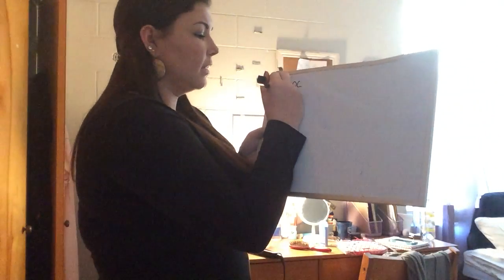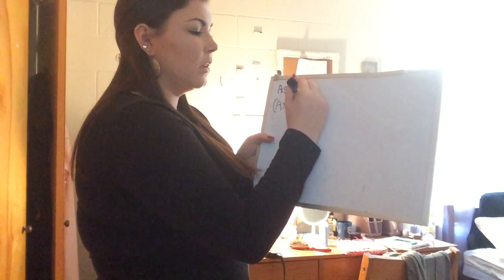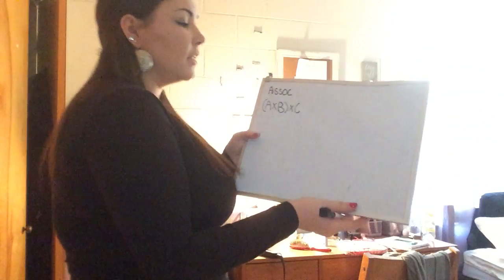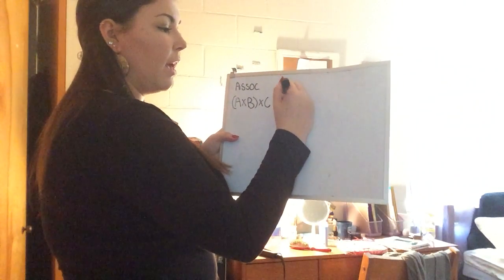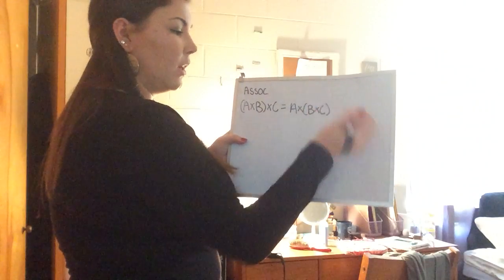So today we're going to be using mental math techniques to solve two different problems. So we're going to use the associative property first. So our associative property is defined as (A times B) times C is equal to A times (B times C).